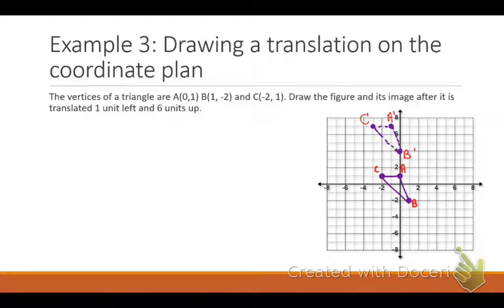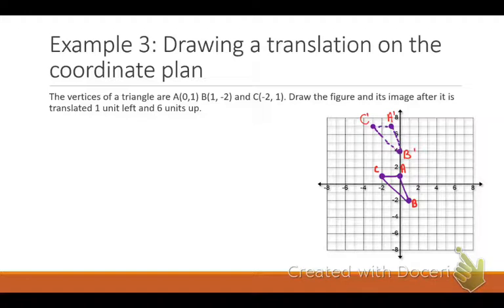So when someone looks at this, and I think you might have one of these on your homework, where they actually show you what you see on the graph, and they say, how was this figure translated? How do you think you could figure that out? All right, look here, guys.